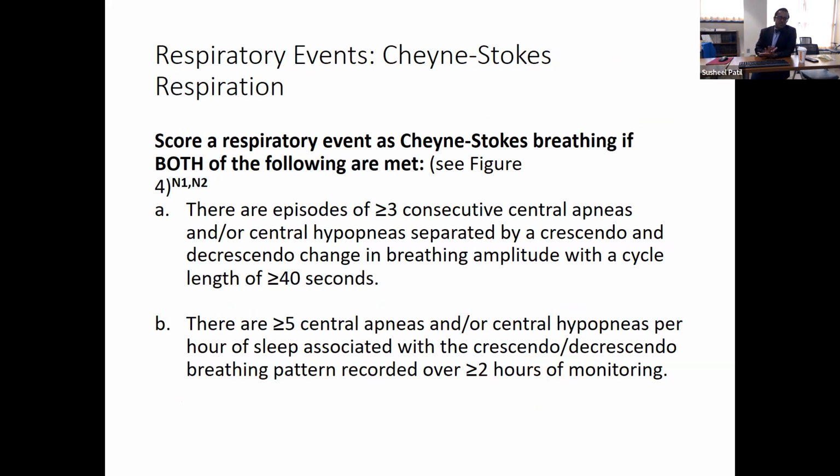So Cheyne-Stokes breathing. We score a respiratory event as Cheyne-Stokes breathing if both of the following are met. A, there are episodes of at least 3 consecutive central apneas or hypopneas separated by a crescendo-decrescendo change in breathing amplitude with a cycle length of 40 seconds. I'll talk about that in a minute. And then B, there is a central AHI of more than 5 episodes per hour over at least 2 hours of reporting. That's the definition according to the scoring manual.